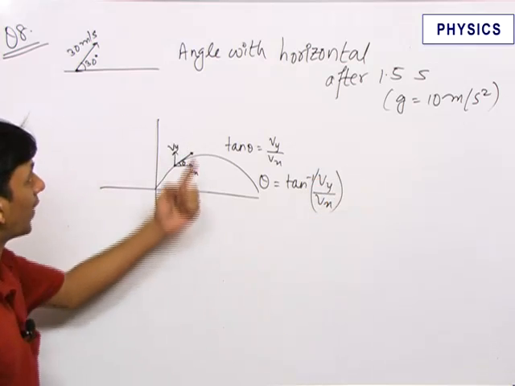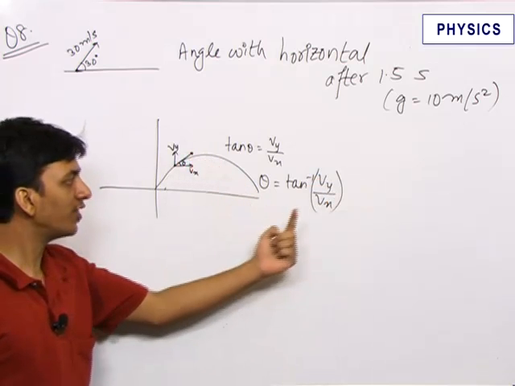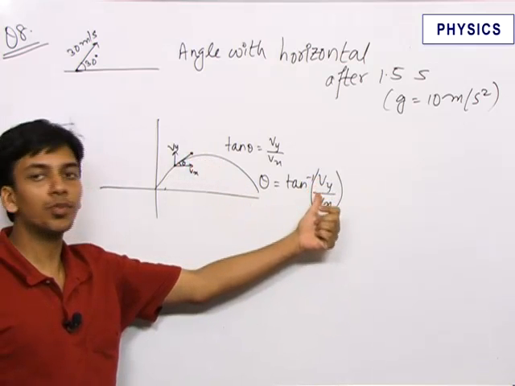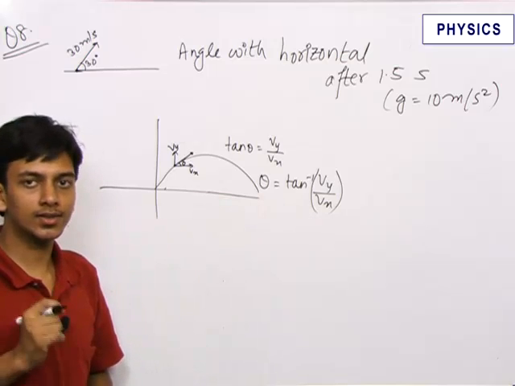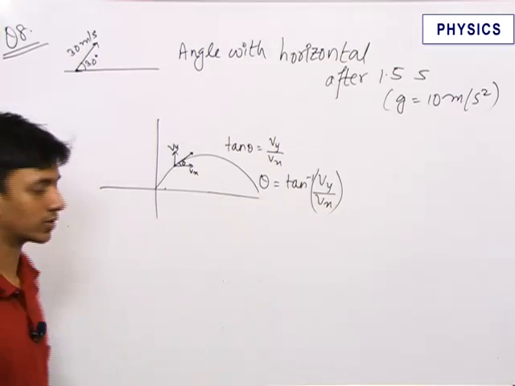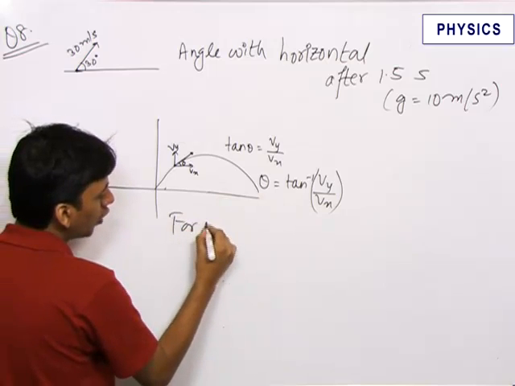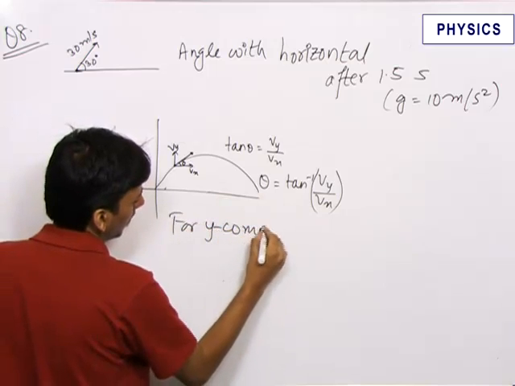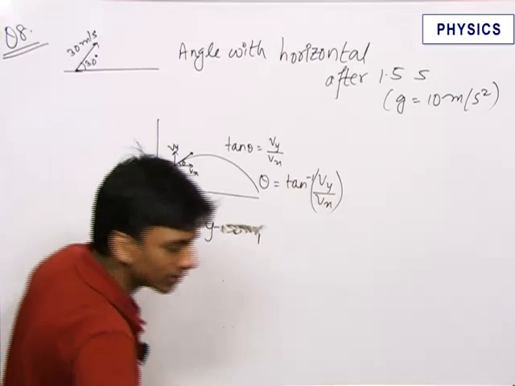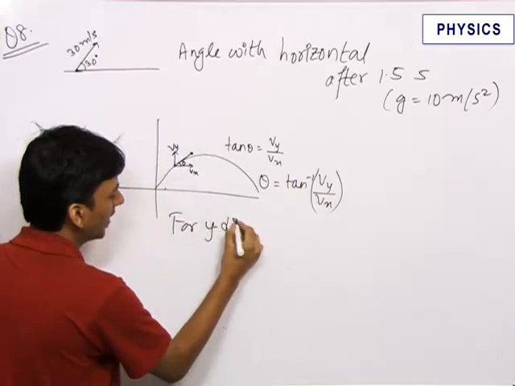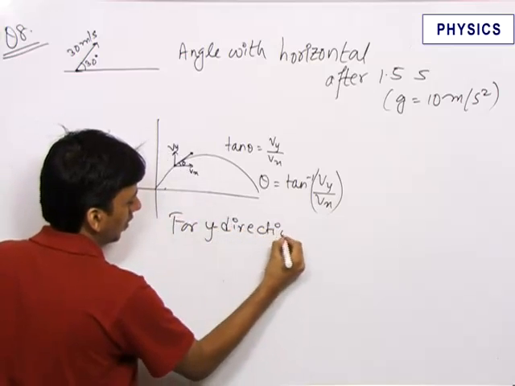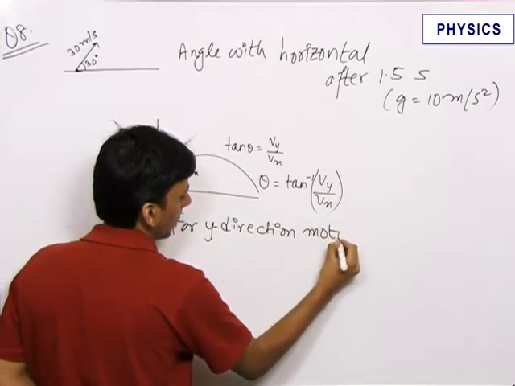So in this question, to find out the angle with horizontal, what we need to find out is the y component and the x component of the velocity vectors after 1.5 seconds. Let us concentrate on the y component first. For the y direction motion, let us consider the y direction motion.